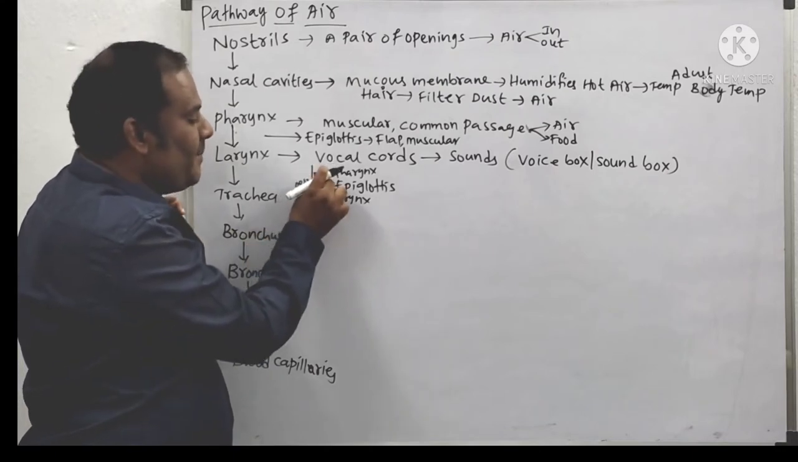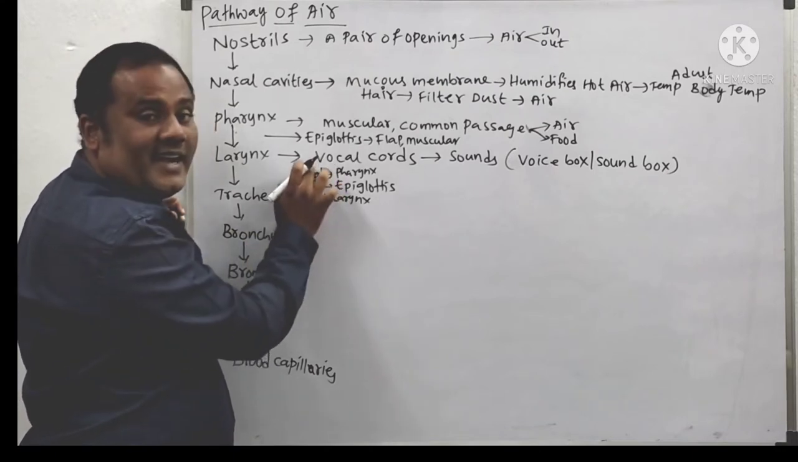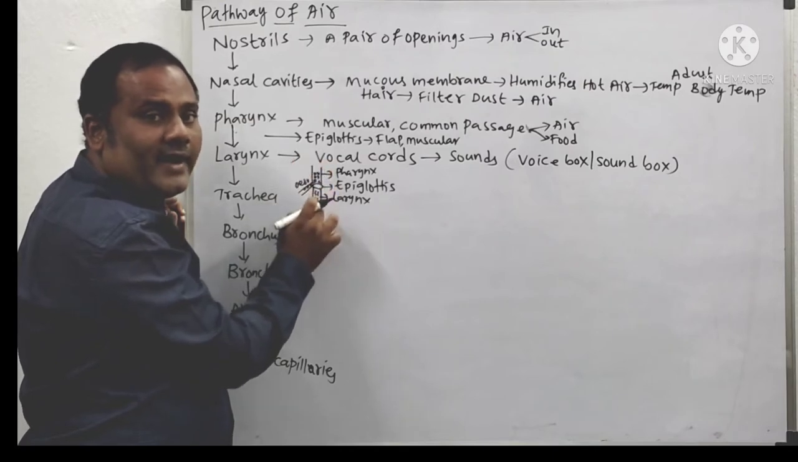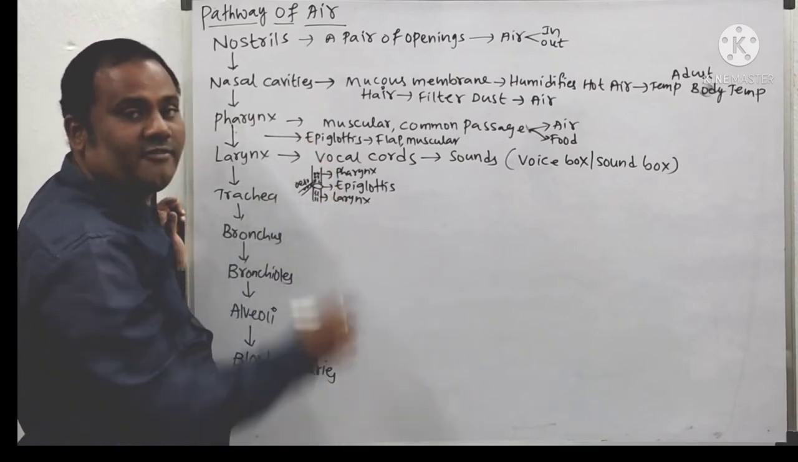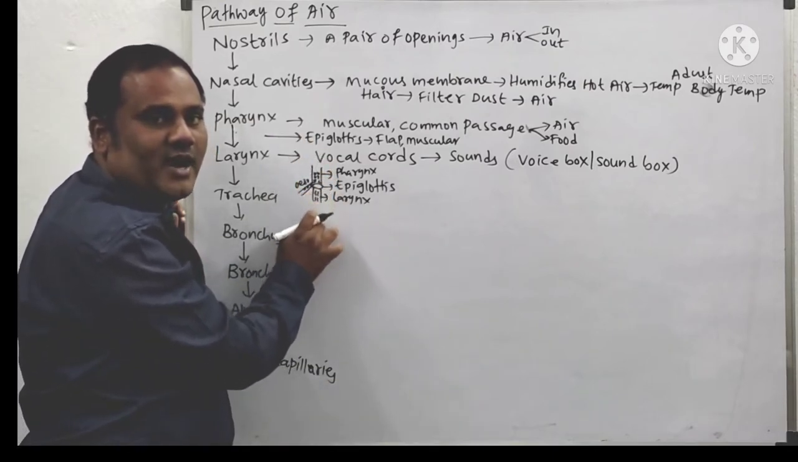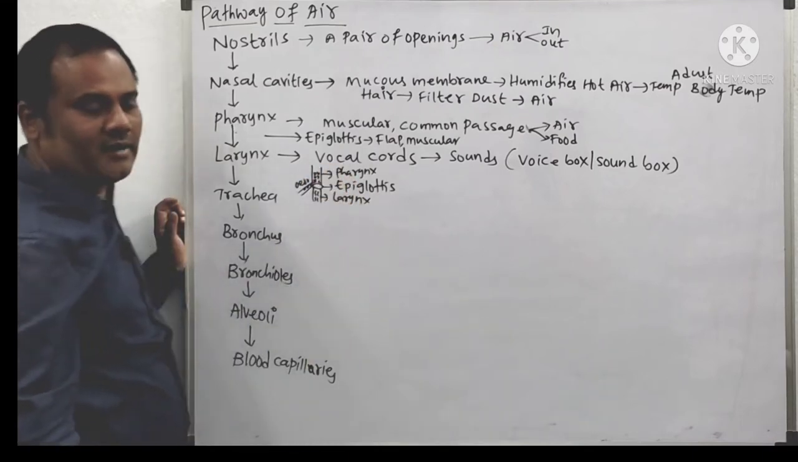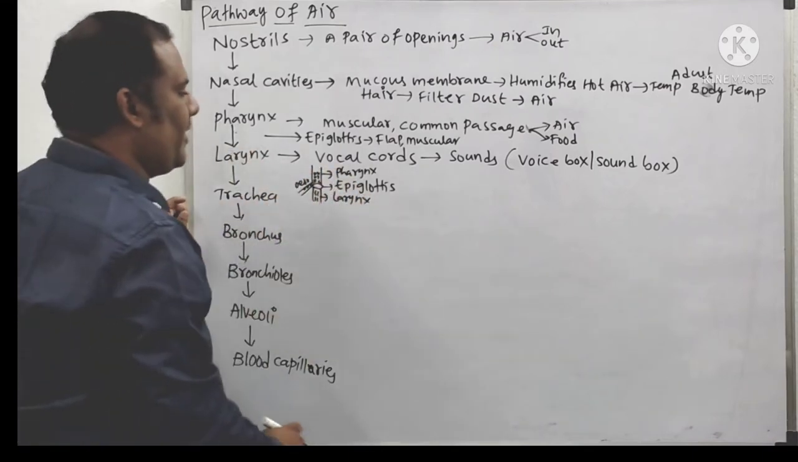So this epiglottis will prevent the entry of food molecules from the pharynx to the larynx. Very, very important one mark. So that is the duty of the epiglottis.